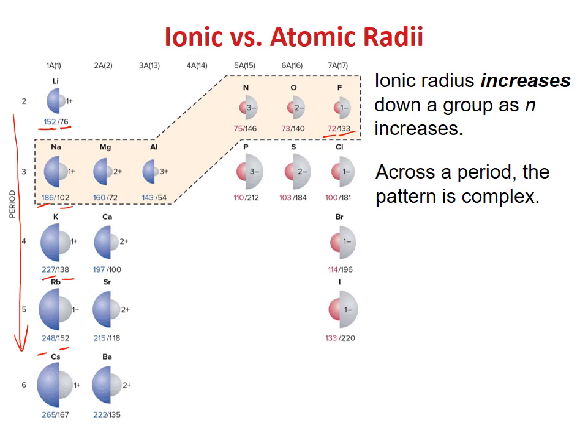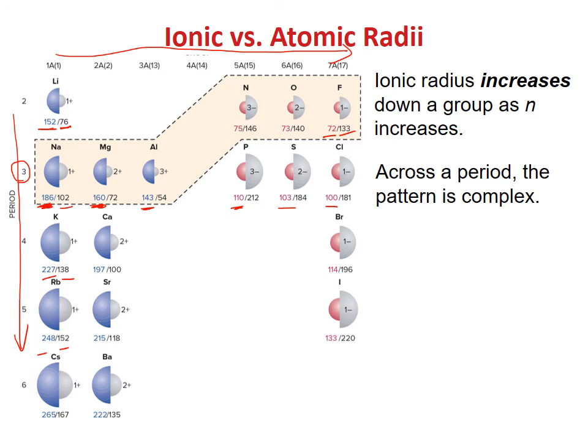Across a period, the pattern is complex. Let's look at period 3. Okay, from left to right, effective nuclear charge increases and atomic size decreases. Sodium 186, magnesium 160, aluminum 143, phosphorus 110, sulfur 103, chlorine 100. So from left to right, atomic size decreases and the trend is consistent.